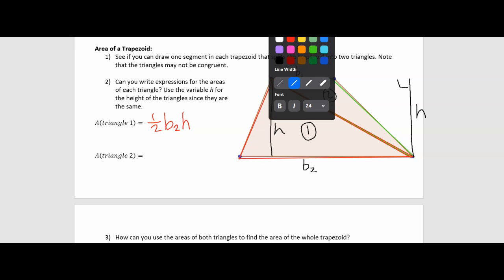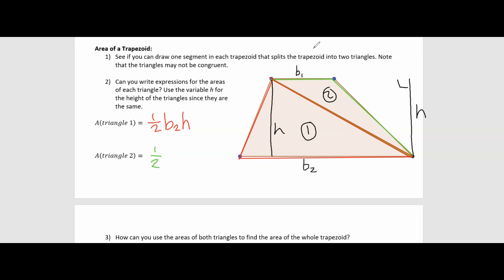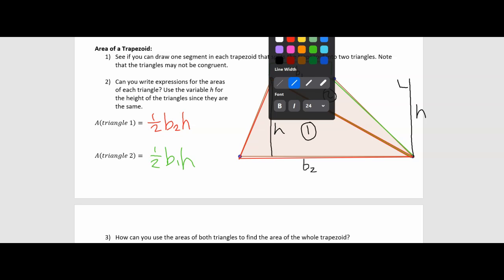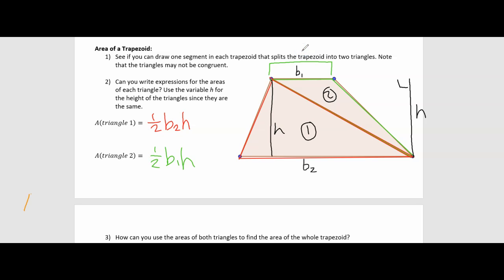Area of triangle 2 would be 1/2 times base 1 of the trapezoid, because the base of this triangle is up here, times the height, which is just h. Well, if both of these triangles make up the entire trapezoid, to figure out the area of the trapezoid, I should just be able to sum those two triangles together. So, and it is on the other page, I'm just going to do it here. Area of the trapezoid is equal to 1/2 base 2 times h plus 1/2 base 1 times h.